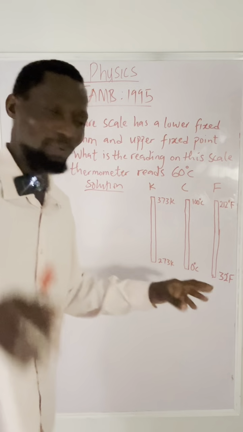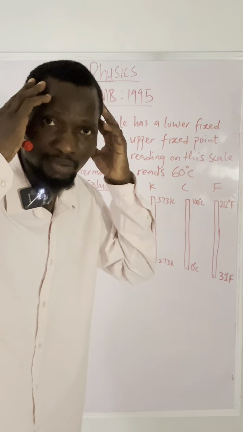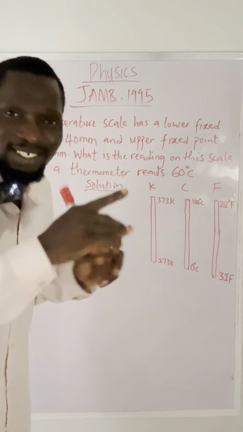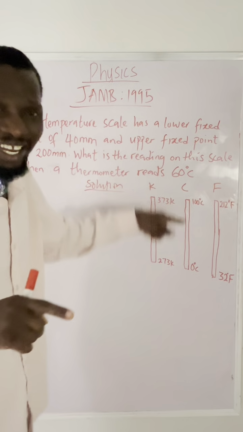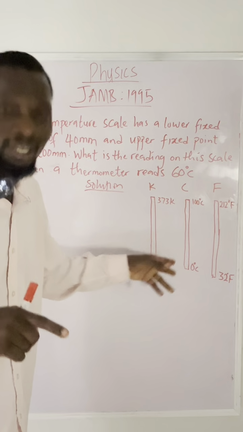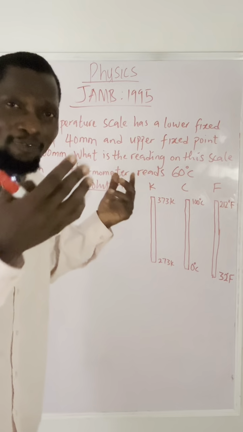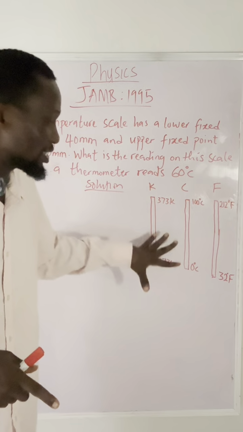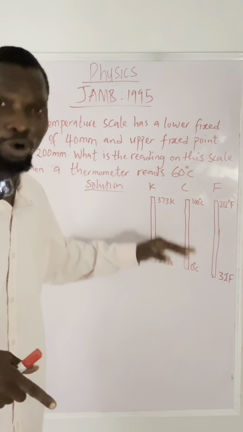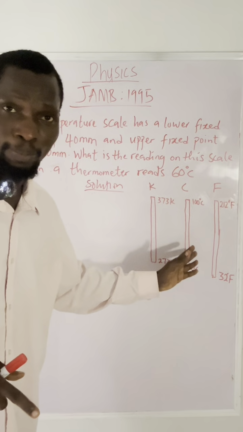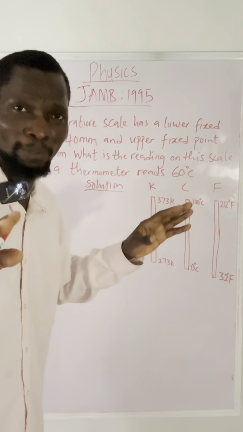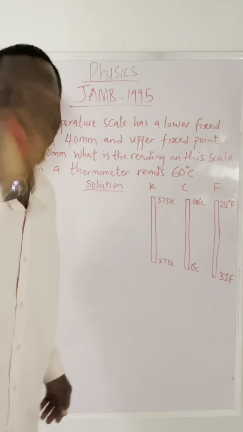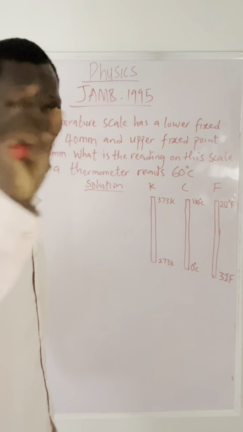These are what we have to know offhand, because sometimes they can give us another scale graduated in millimeter, or in ohms, and they will be comparing it with any one of these scales. So we have to know the upper and lower fixed points of these three scales that I just drew on the board. Once we know that, we are not going to have a problem. The only thing to do next is to represent it on a diagram and then interpolate. A lot of students don't know how to do the interpolation, so I'm going to show it here.